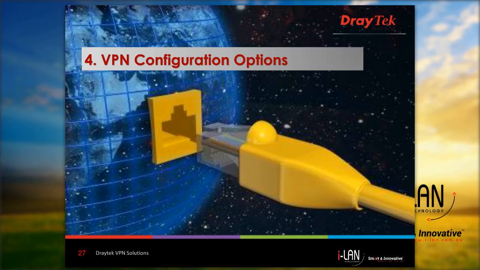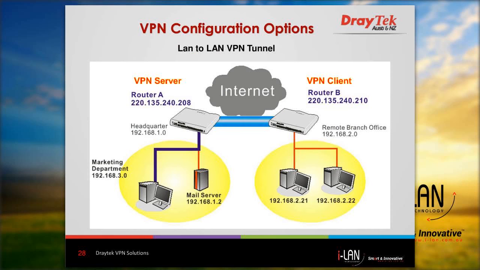So now I'll quickly go over some configuration options for the various types of VPN tunnels. The most common case is that you may want to securely connect two networks via VPN, such as a remote branch office to the headquarters. One requirement is that the two network LANs should not have the same network address, so they're going to have unique IP subnets.